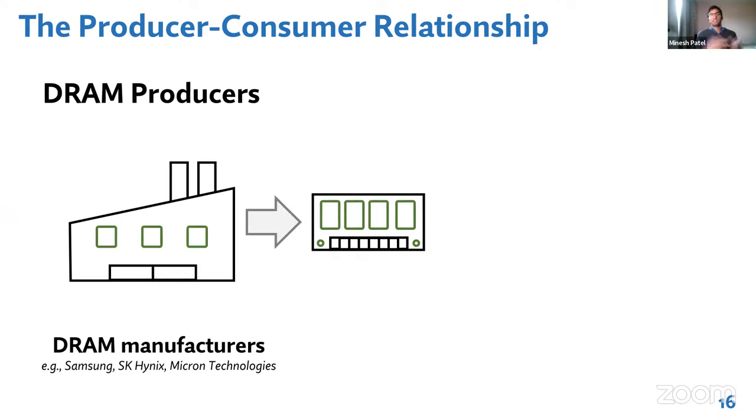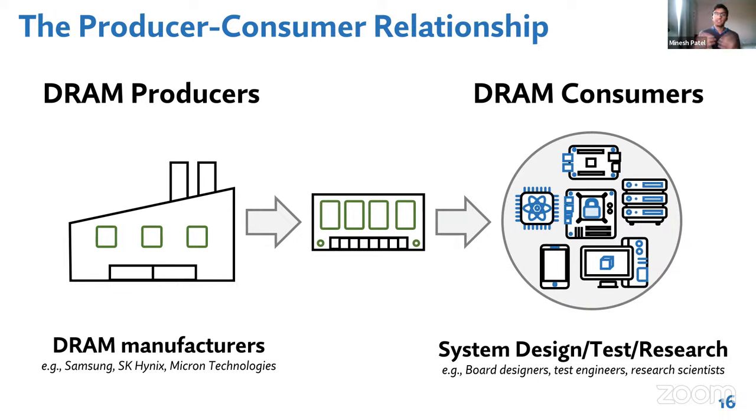The first part of this process is that DRAM producers work on designing and manufacturing the best possible DRAM chips they can. This includes the three major manufacturers of DRAM today, who are Samsung, SK Hynix, and Micron Technologies. These groups produce a DRAM chip that DRAM consumers can then integrate into their own systems. DRAM consumers essentially encompasses anyone who uses or studies or tests DRAM chips throughout the course of their work. That can be people like board designers, test engineers, research scientists, and so forth. Essentially just about anyone who might be interested in buying and using a DRAM chip.